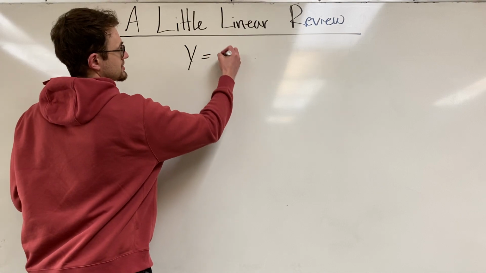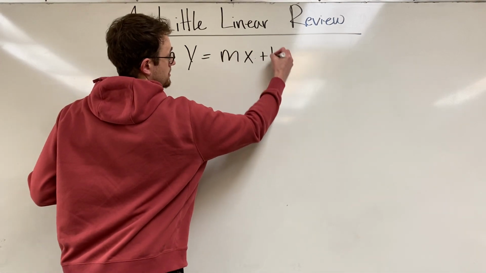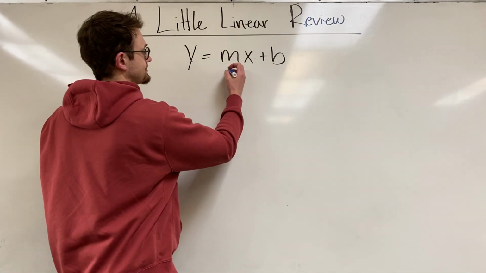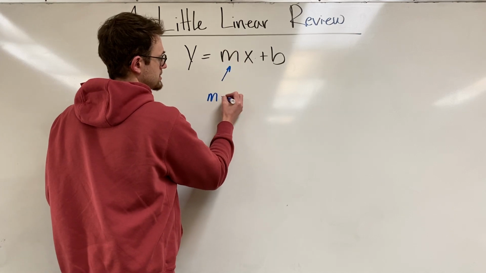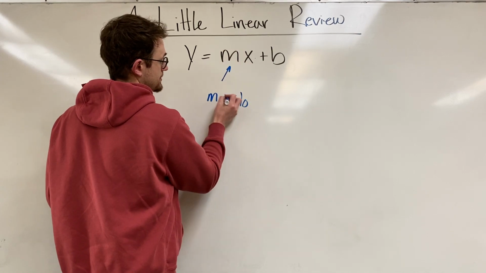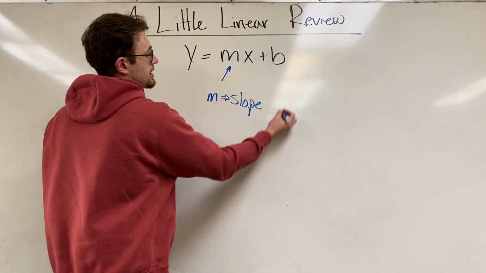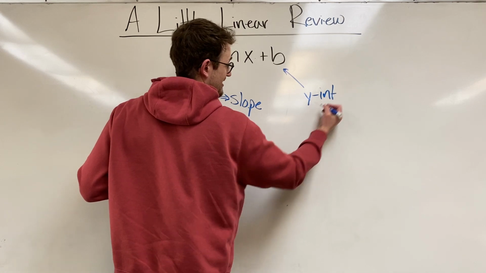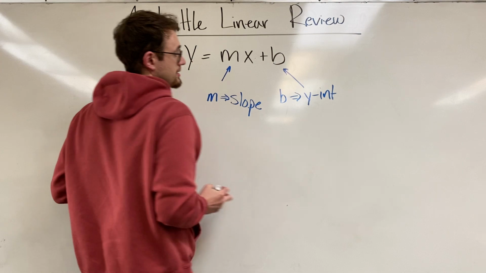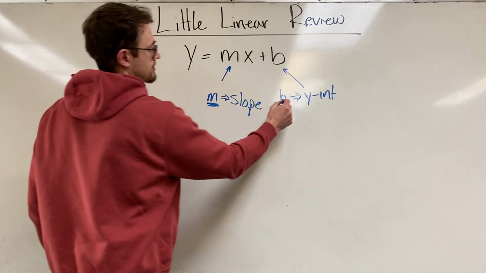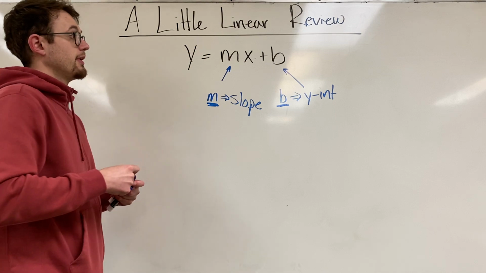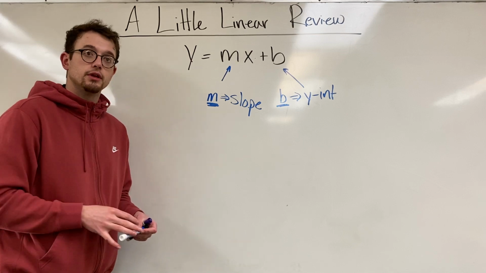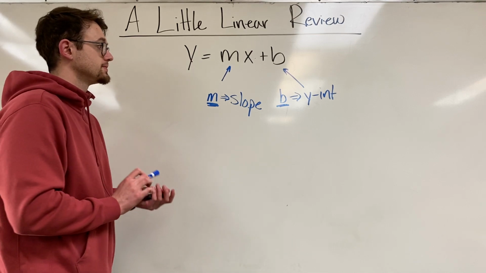So we got y equals mx plus b. And what my students need to remember is m is the slope, and b is the y-intercept. All right, m is the slope, b is the y-intercept. Really important. One of the most important things you learn in Algebra 1. Hopefully you've learned it a little bit in pre-algebra also.